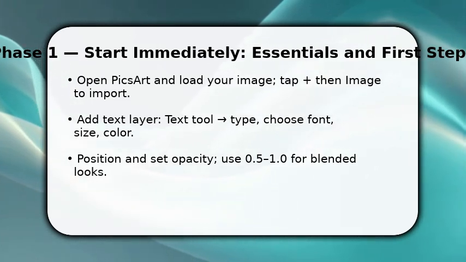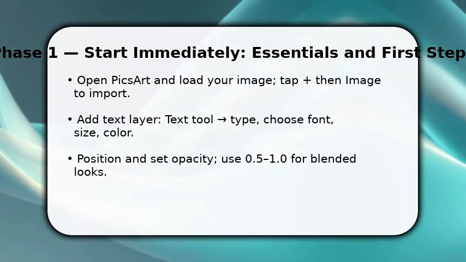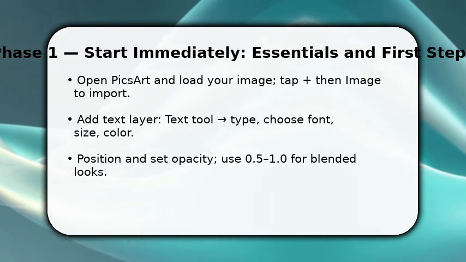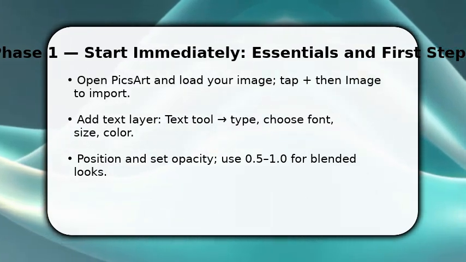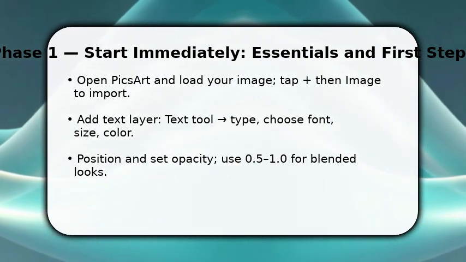Make size and color adjustments immediately so you can see contrast against the background, and set opacity between 0.5 and 1.0 to preview blending. If your text reads poorly, change color or add a shadow. Do that right away to keep momentum.